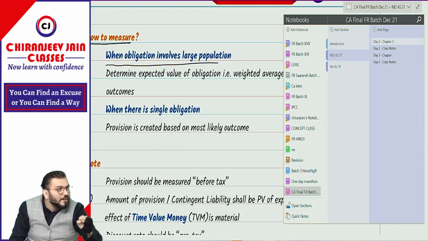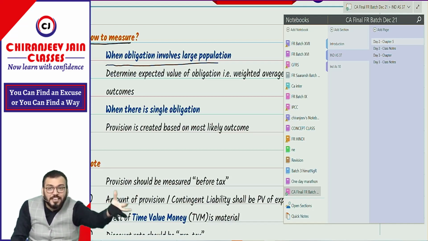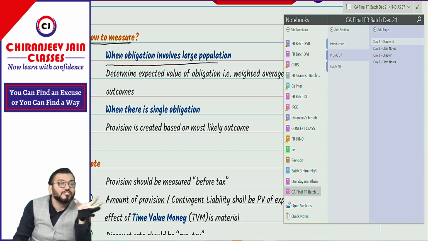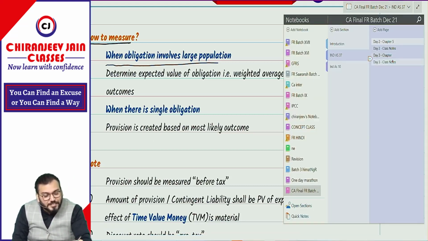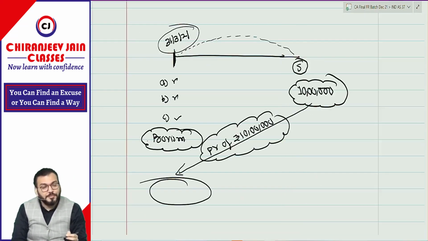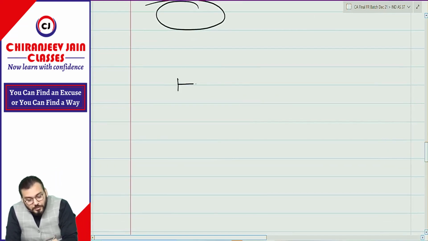Are you able to understand? And I have multiple batches also. I may have some other batches also. So I need to take all batches into consideration. It means the obligation involves what? A large population. Let me take one example for this. What I want to say. Suppose during the year sales were made to many customers.